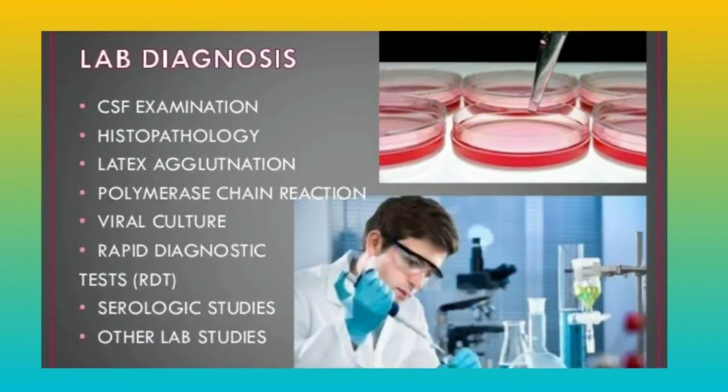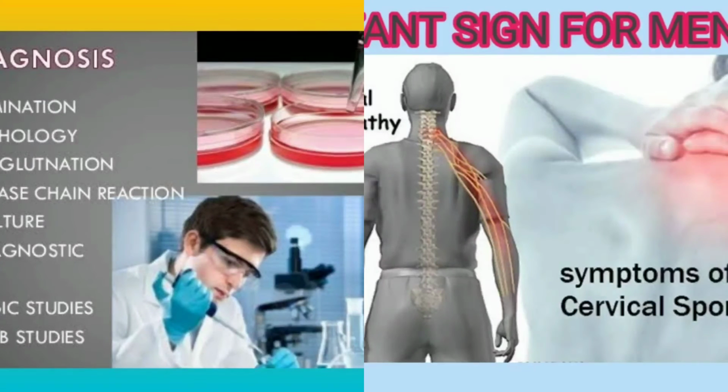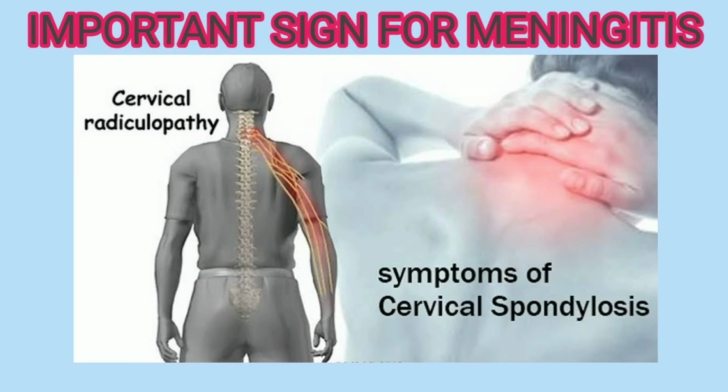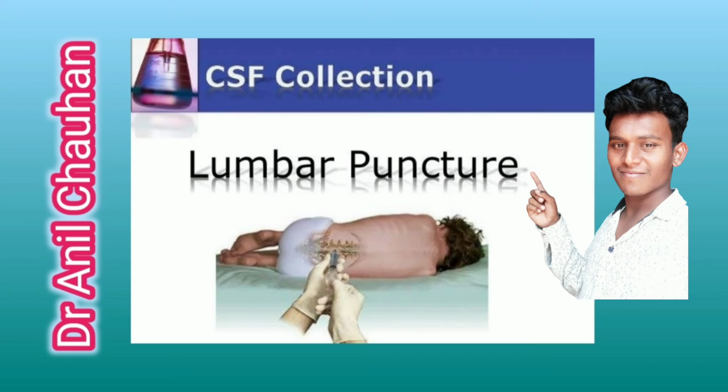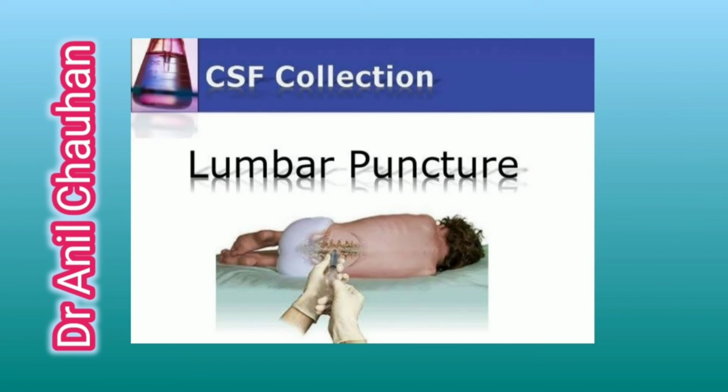Next, lab diagnosis: CSF, cerebrospinal fluid examination, histopathology, latex agglutination, polymerase chain reaction, viral culture, rapid diagnostic test (RDT), serological study, other lab studies. The most important signs presenting in the body are stiff neck, and cervical spondylosis and cervical radiculopathy must be differentiated. Cerebrospinal fluid is collected by lumbar puncture.